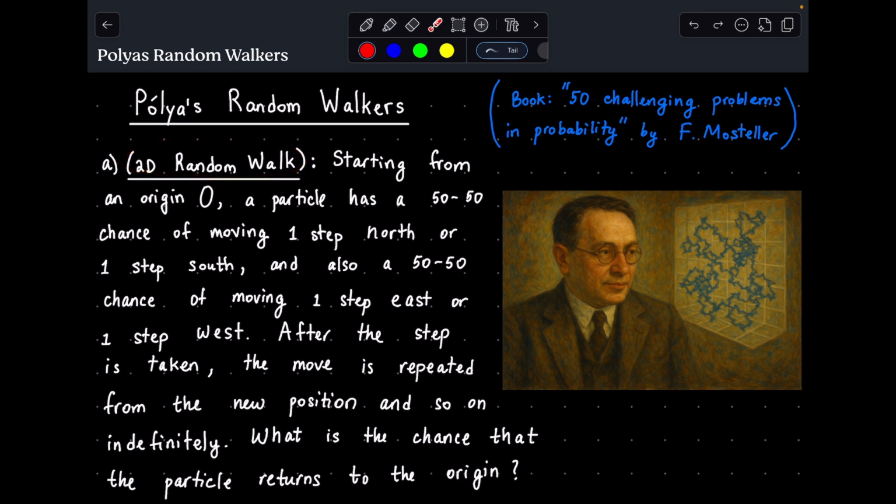Let's start with part A, which is the two-dimensional random walk. Starting from an origin O, a particle has a 50-50 chance of moving one step north or one step south, and also a 50-50 chance of moving one step east or one step west. After the step is taken, the move is repeated from the new position and so on indefinitely. What is the chance that the particle returns to the origin?